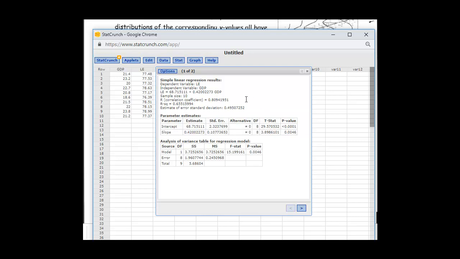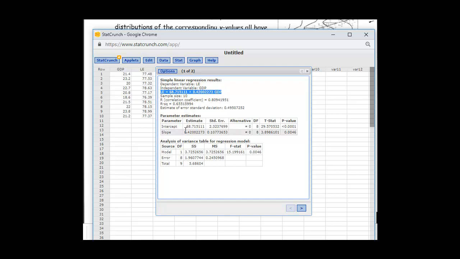But here in this section, I want you to take a look at this line right here. This is telling you what your regression line is. Life expectancy is equal to 68.7 plus 0.42 times the gross domestic product for that country in that year. So we could use that formula to speculate the life expectancy for other countries that maybe aren't part of this list. And I need to show you how you do that.